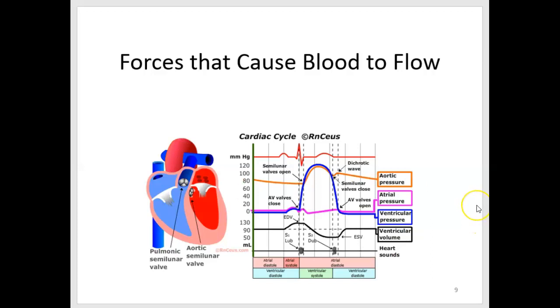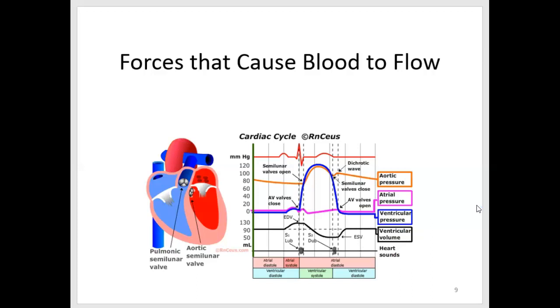The movement of blood out of the atria while they are in diastole, as well as the lack of blood movement out of the ventricles while they are in systole, can be explained by looking at the forces that actually cause blood to flow. Primarily, the force that causes blood to flow is a gradient of pressure.